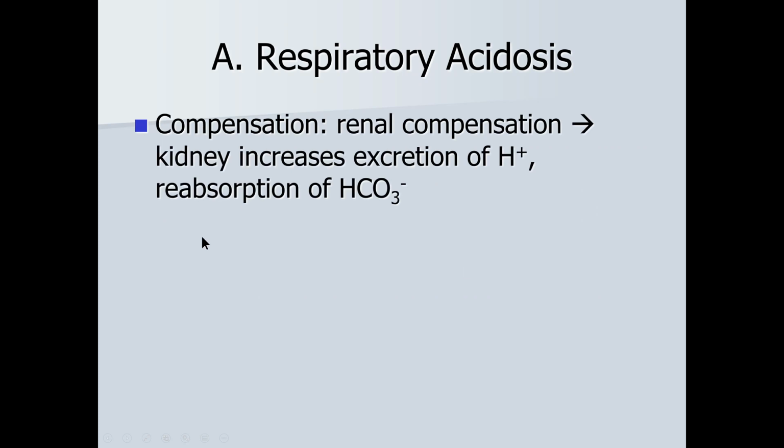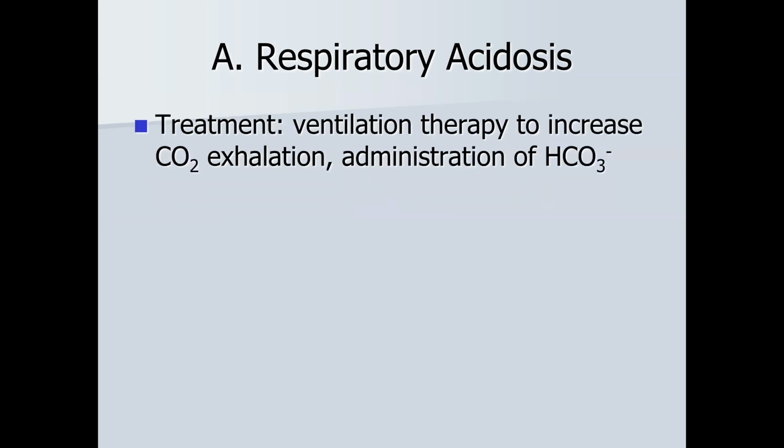Compensation is renal: increased excretion of the hydrogen ion and reabsorption of the bicarbonate ion. Because what's the problem? We're not breathing, we're not moving our CO2. CO2 increases, shifts the equation to the right, increases hydrogen ion concentration. Kidneys are going to step in. They're going to secrete hydrogen ion into the tubules going out as urine. They're going to resorb the bicarbonate ion. So they're going to compensate for our respiratory acidosis. Treatment is ventilation therapy to increase CO2 exhalation, and administration of bicarb.